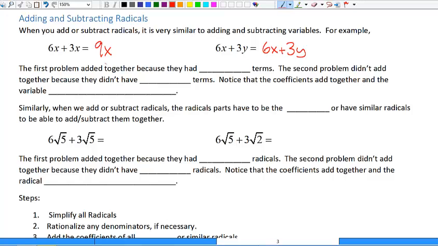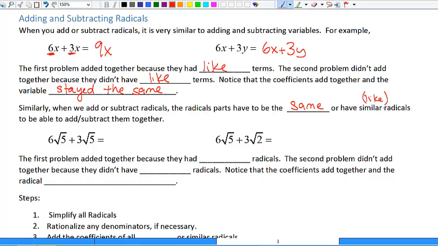But the 6x and the 3x are like terms, so they can add. Now, notice that the first problem added together because they had like terms. The second problem didn't add together because they didn't have like terms. Notice that in the first problem, the coefficients add together, so the 6 and the 3 added together to get 9, but the variable stayed the same. So similarly, when we add or subtract radicals, the radical parts have to be the same, or we can call those similar or like radicals, to be able to add or subtract.